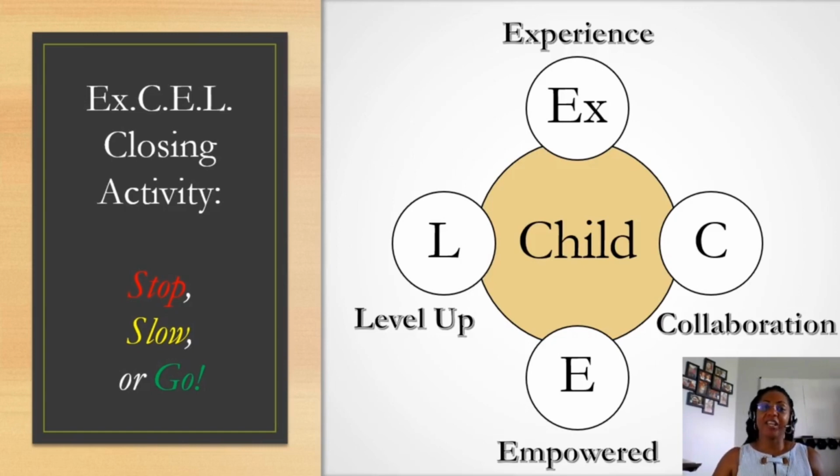Okay, so now we're coming to the Excel activity. Excel is actually our formula for getting parents ready to advocate for themselves and for their child. The E stands for experience. The C is for collaboration. The E is for empowered, and the L is for level up. These are the four stages that we take you through as a parent advocate. And we spend about two weeks talking about each one of these in depth so that by the time we're finished, you're prepared to be the advocate that you need to be for your child.